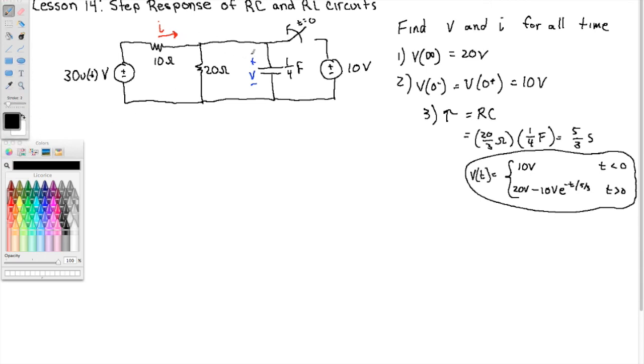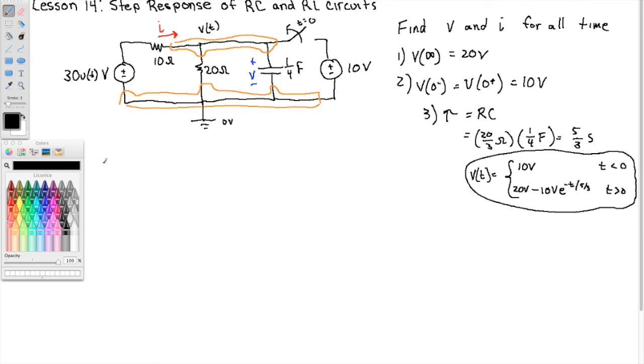So for the current, we have the voltage for all time. That's V, the voltage from this node to this node. Okay? Well, we can still use Ohm's law. Let's consider this to be our reference. So if this is 0 volts, then this up top is V of t, which we have.